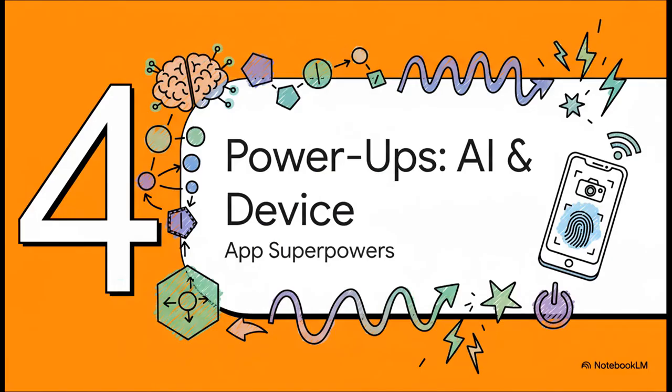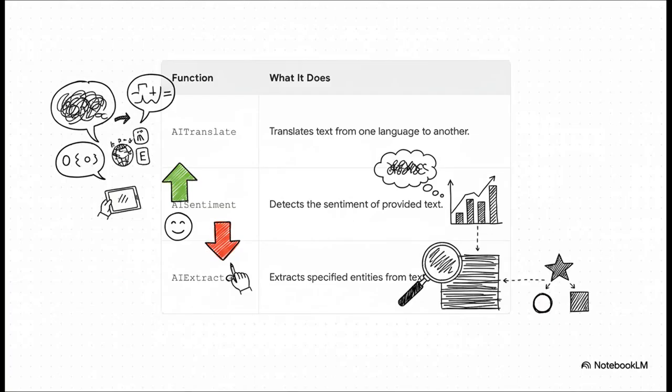And now for the really, really cool part. This is where we go way beyond simple forms and lists. Let's look at how formulas can hook your app into artificial intelligence and even the device's own hardware to give it some legit superpowers. I mean, just look at this. This shows just how crazy powerful these built-in functions are. With one single formula, AI Translate, your app can suddenly speak multiple languages. With AI Sentiment, it can actually read customer feedback and figure out if it's positive or negative. And with AI Extract, it can scan a whole block of text and automatically pull out the important stuff. This isn't science fiction, folks. It's a formula you can literally type right now.